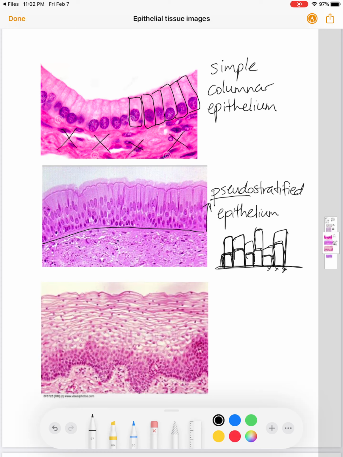Now, this tissue type is found in your upper respiratory tract, places like the trachea. And as you might notice on the apical surface of this tissue, there's a whole lot of little hair-like structures coming off of these cells. Those are cilia. Okay, cilia. These cilia are unique to this specific type of epithelial tissue, and they're used for movement.